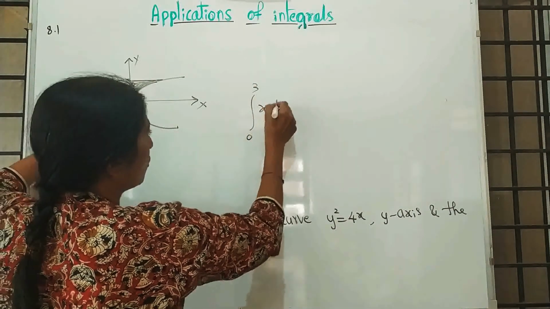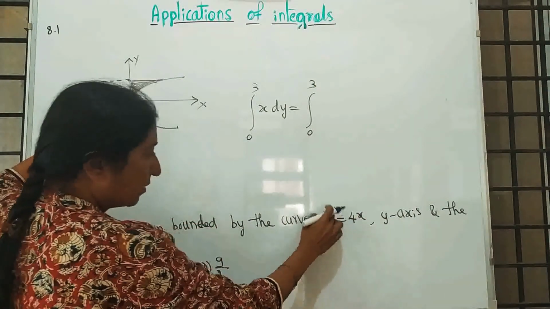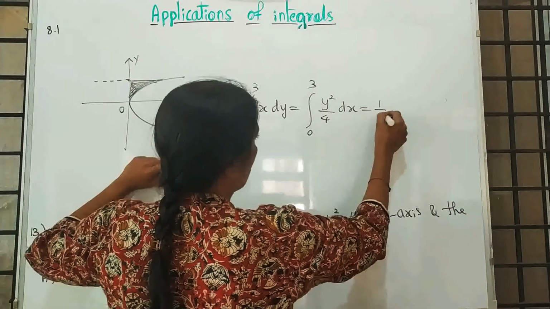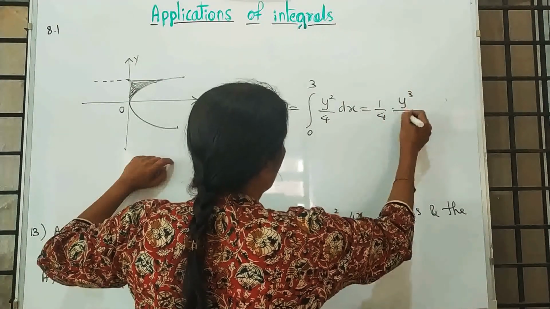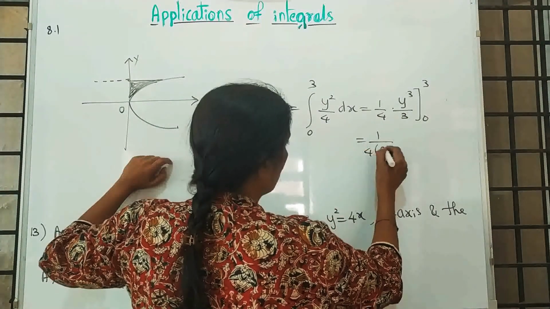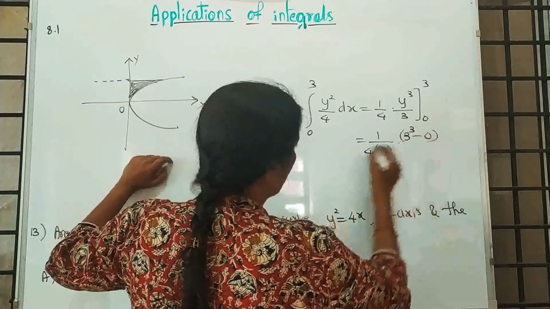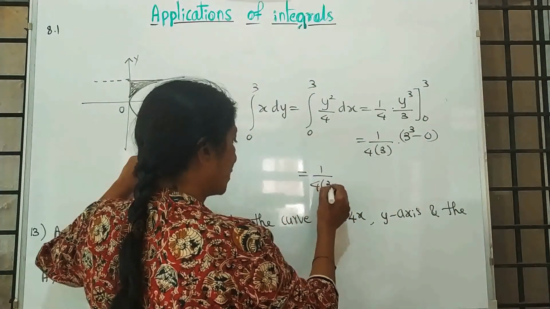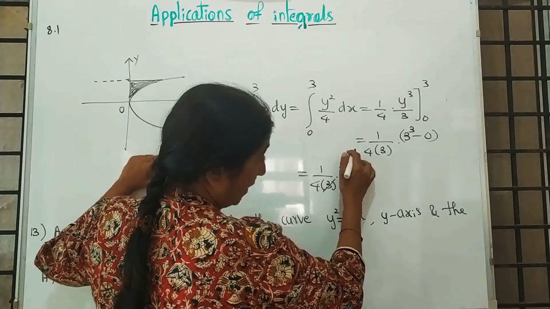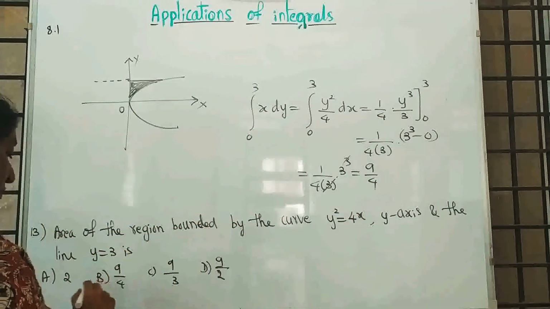It is x into dy. What is the x value? From the figure and the curve, x is y square by 4. 1 by 4 is a constant, and the integral is y cube upon 3. 1 by 4 into 1 by 3, this is 3 cube minus 0. No need to write that. Otherwise you can write 1 by 4 into 3 cube. 3 cancels with this. 2 3s are remaining. 2 3s means 3 square. 3 square is 9. 9 by 4 square units.